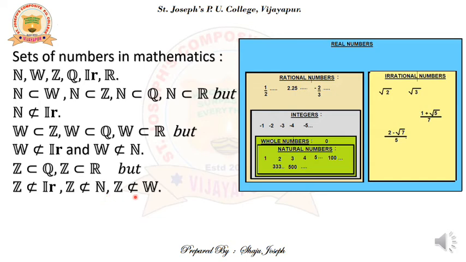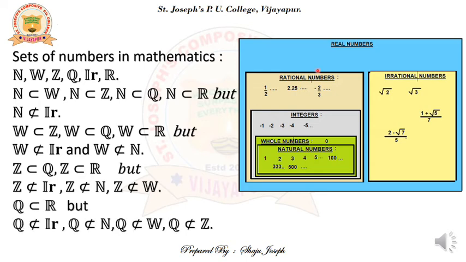What about whole numbers? The same minus 4 I'll take. It is present in Z, but it is not present in W. How do we mathematically say the same thing? Minus 4 belongs to Z, but minus 4 does not belong to W. So, Z is not a subset of whole numbers.